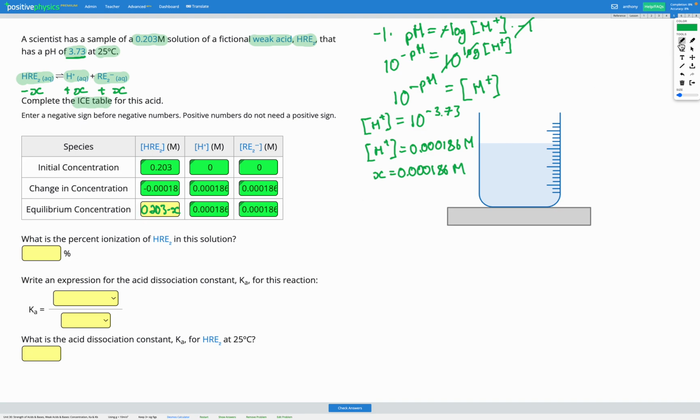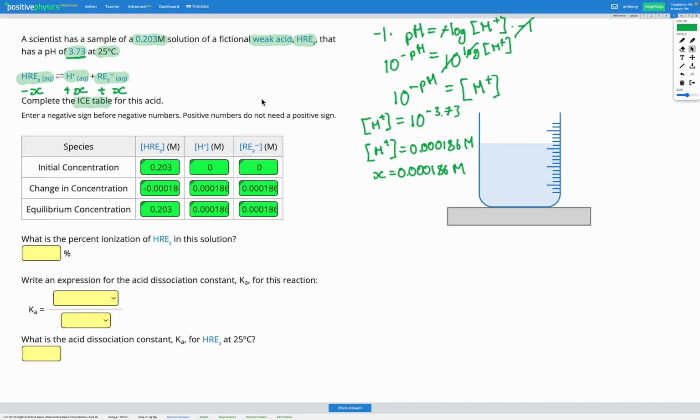If we wanted to, we could do 0.203 minus 0.000186. But when we round that to three significant figures, we're just going to get 0.203. So that shows us that our small x approximation works in this case. So our answer here is just going to be the same as our initial concentration, 0.203, because the change was so small it doesn't actually affect our value.